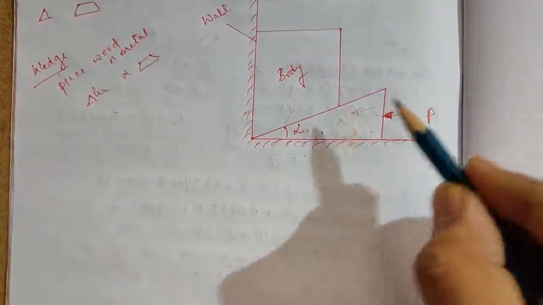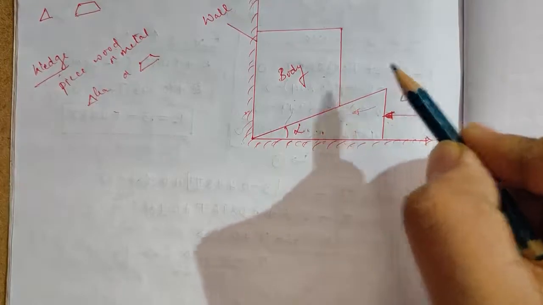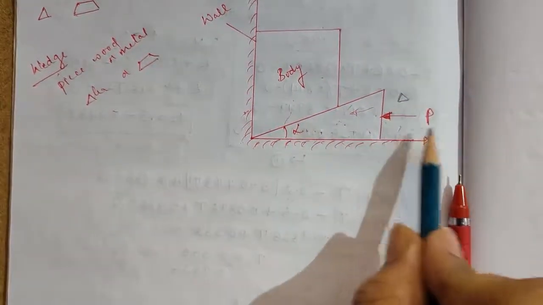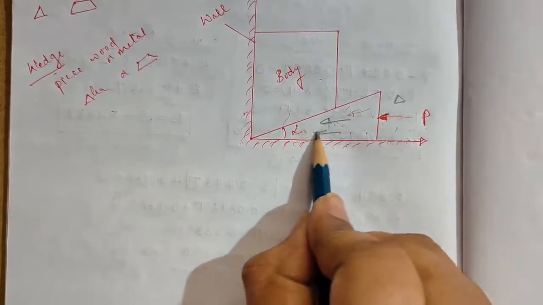This is the body, in triangular shape, right? So this is the body, in trapezoidal shape. Whenever this body is applied with the force P, this body will move in this side.